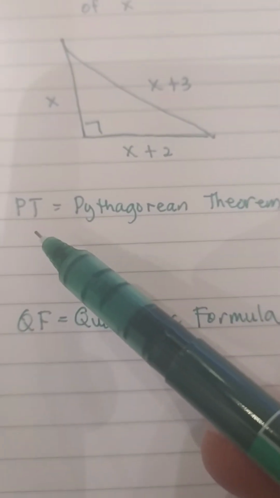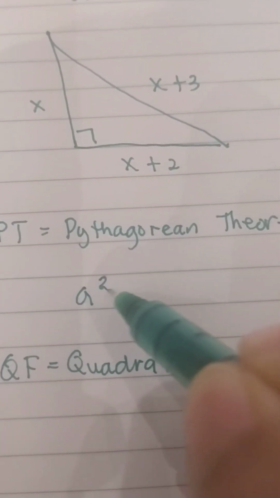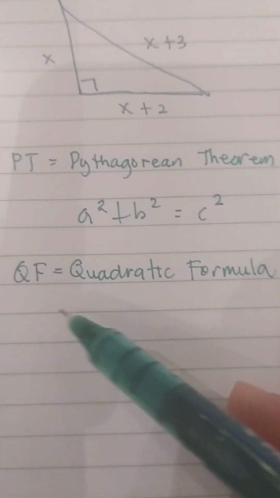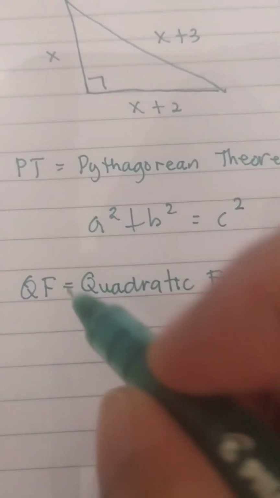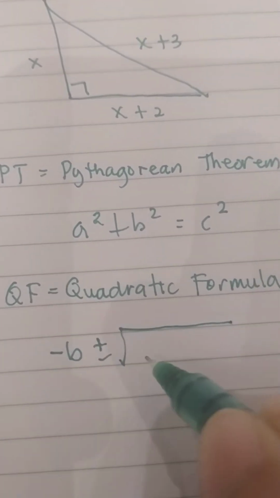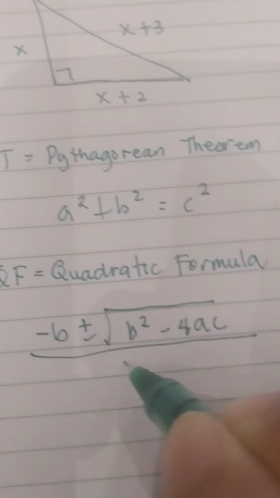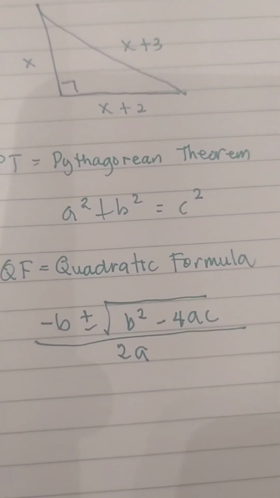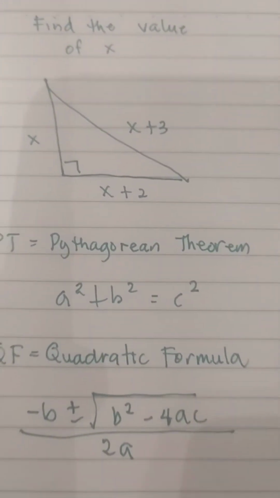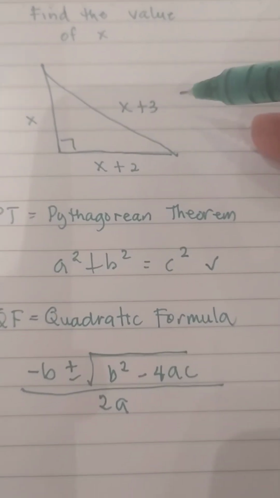We have the formula of the Pythagorean theorem, which is a squared plus b squared is equal to c squared. And the quadratic formula, which is negative b plus or minus the square root of b squared minus 4ac, divided by 2a. So in this form, we are now ready to get the value of x. First, we have to use this one to get the equation.